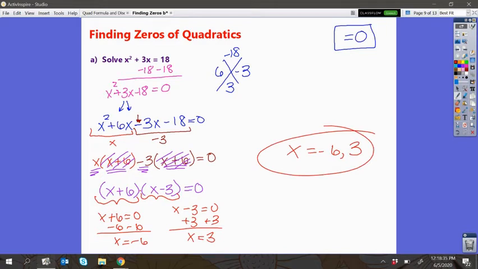Now, just so you know, there is a way to check your work here, which might be really helpful when you're working on Edmentum. All you're going to do is graph the original problem and make sure the x-intercepts match your zeros, because that's what a 0 is. Let's check our answer.